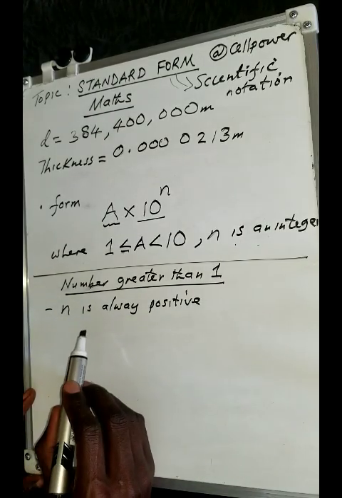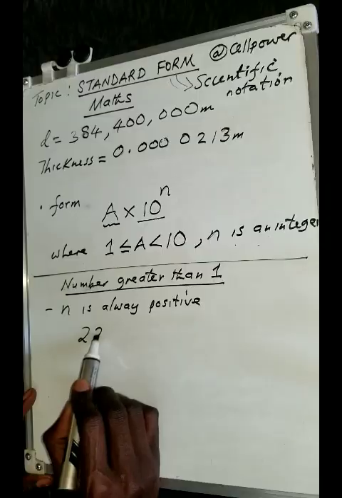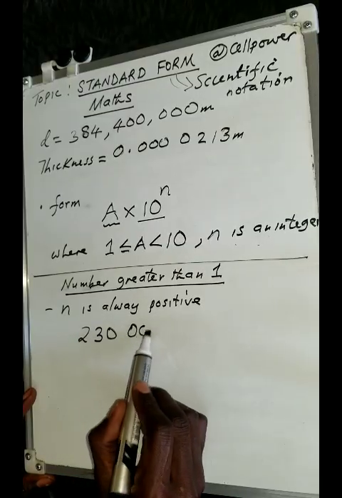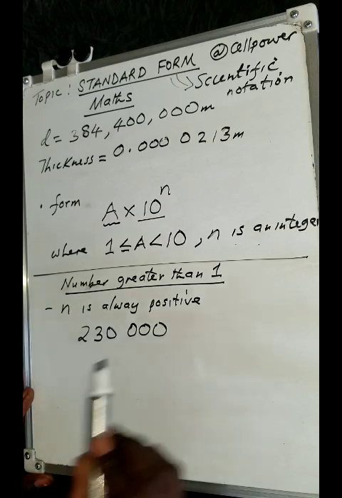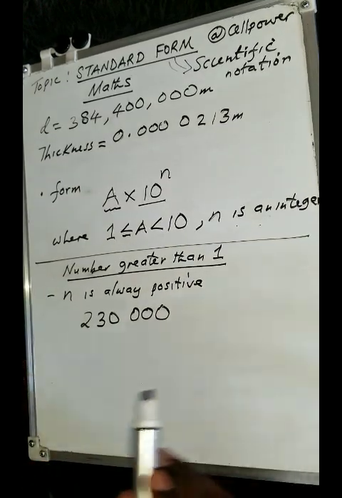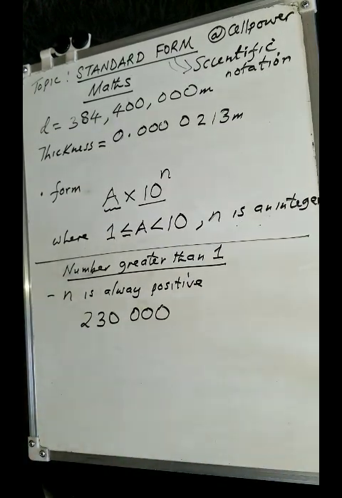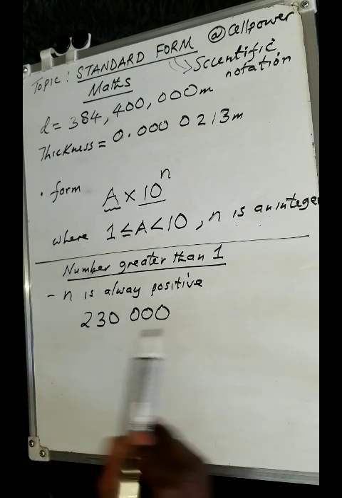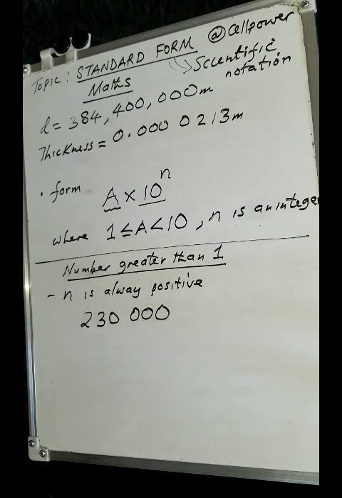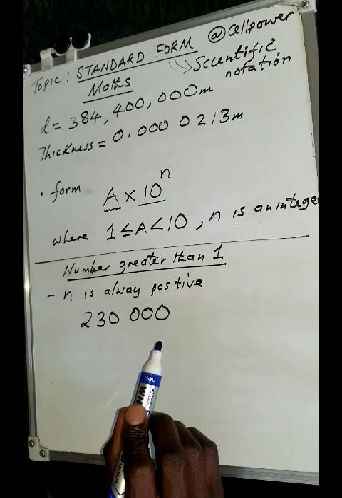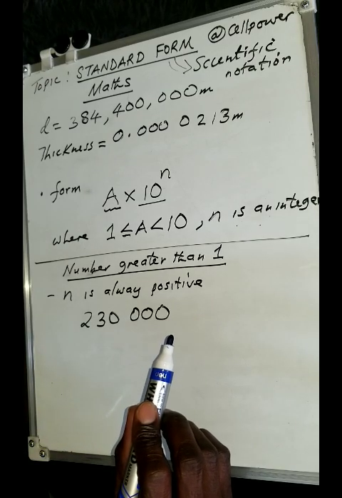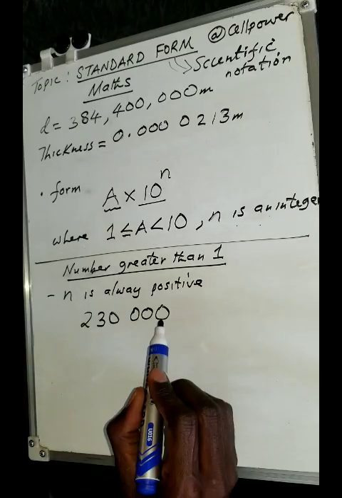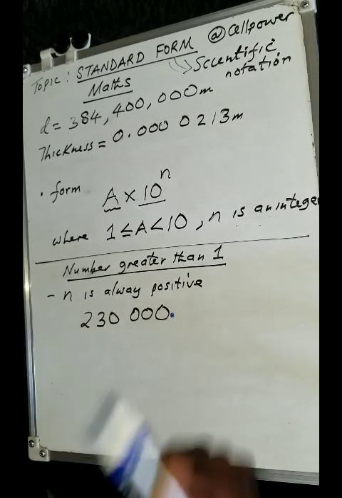For example, if you have a number 230,000 and they tell you to express this in standard form, the first thing that you need to know is where is the decimal point, because you cannot see it in the number that they have given you. Well, if you cannot see the decimal point, then it simply means that it should be found at the end of the number. So that is where we are going to put it.